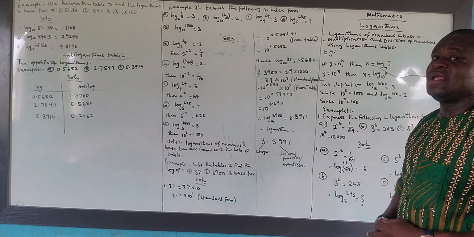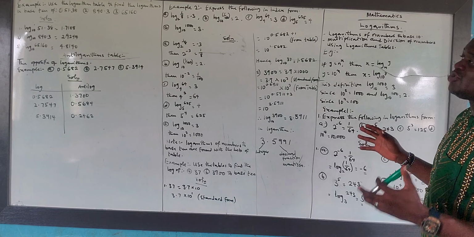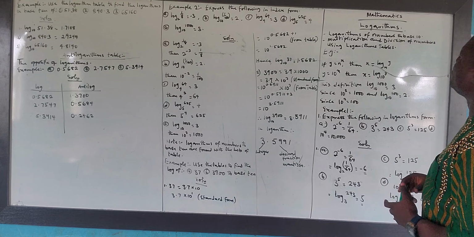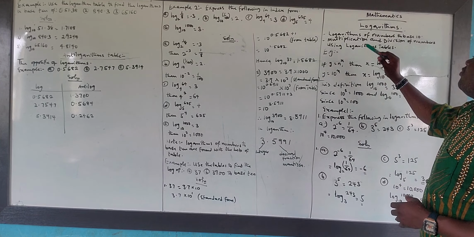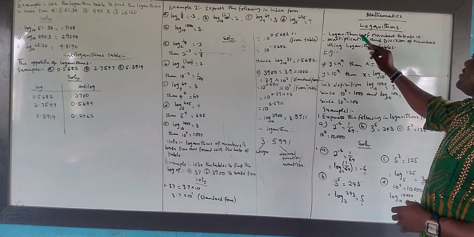So now, what we are doing is logarithm of numbers to base 10. At the end of this topic, we should be able to solve logarithm of numbers to base 10, and multiplication and division of numbers using the logarithm table.